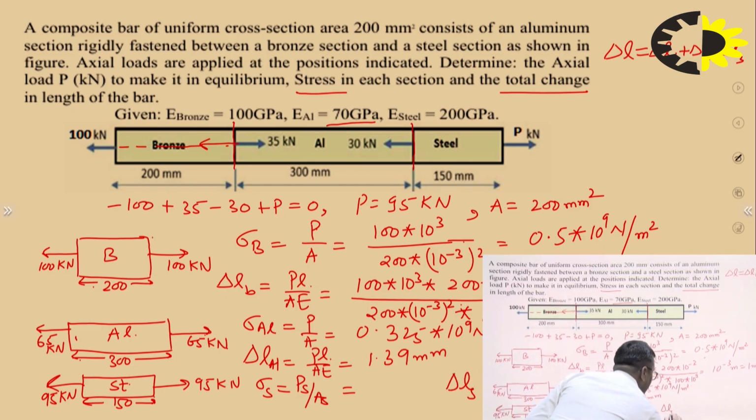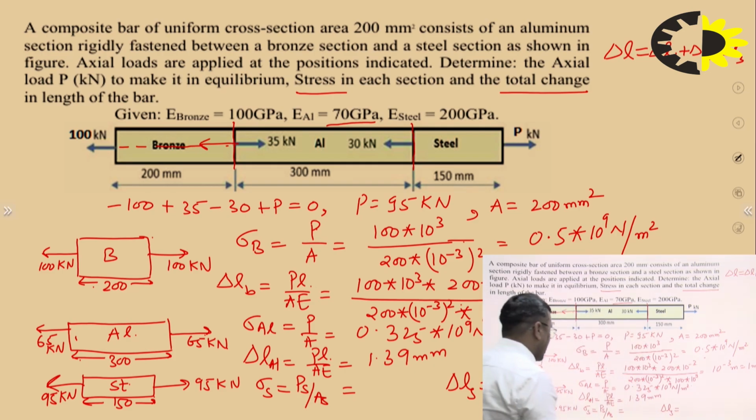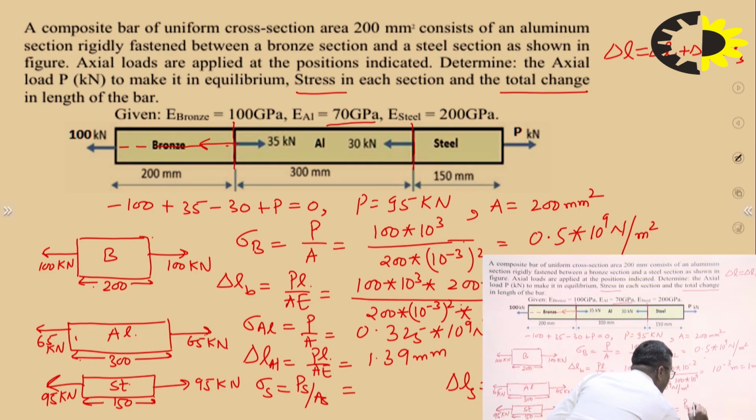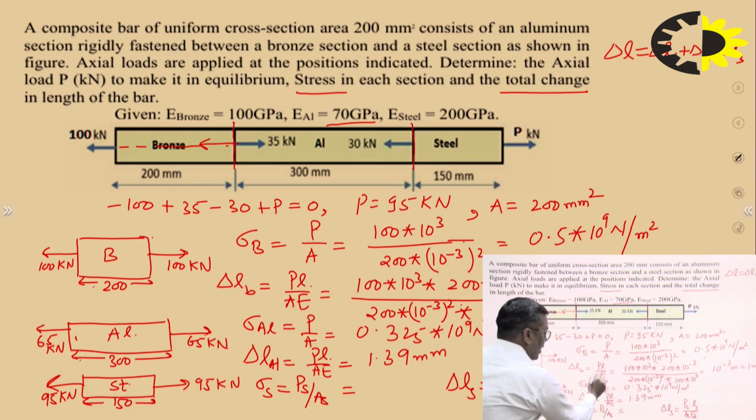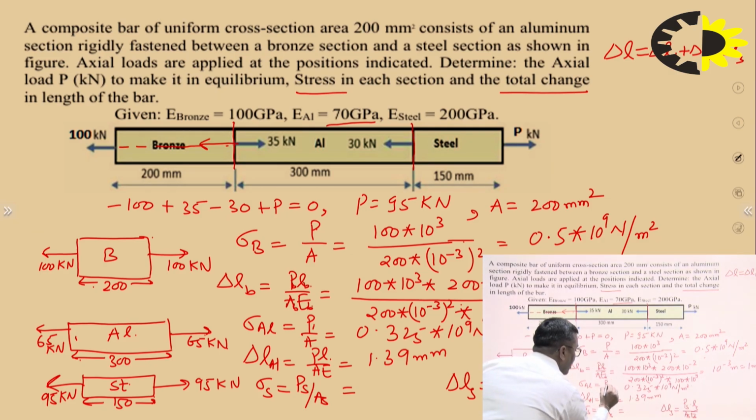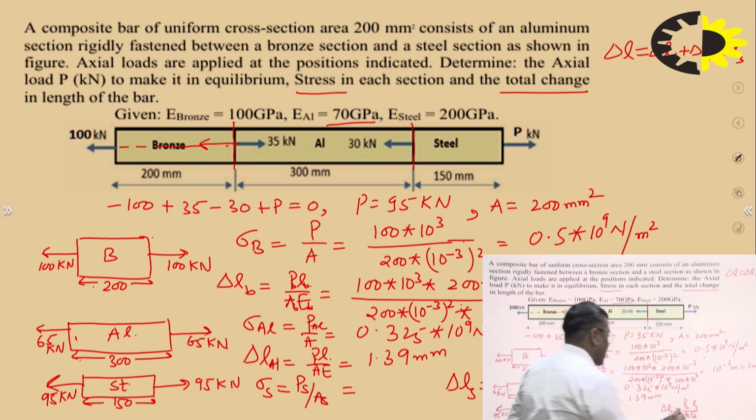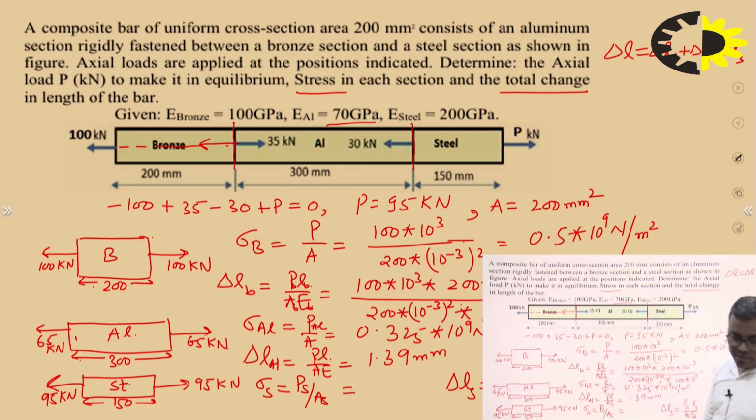And similarly delta L in the steel, what should I write? PL upon AE. Like this you can write. Is that okay? That will be better. Similarly here also, put B with bronze and AL with aluminium. So like this you can write. Can you calculate the answers? What are these? How much did sigma S come? Sigma S is 0.475 into 10 to the power 9 Newton per meter square.